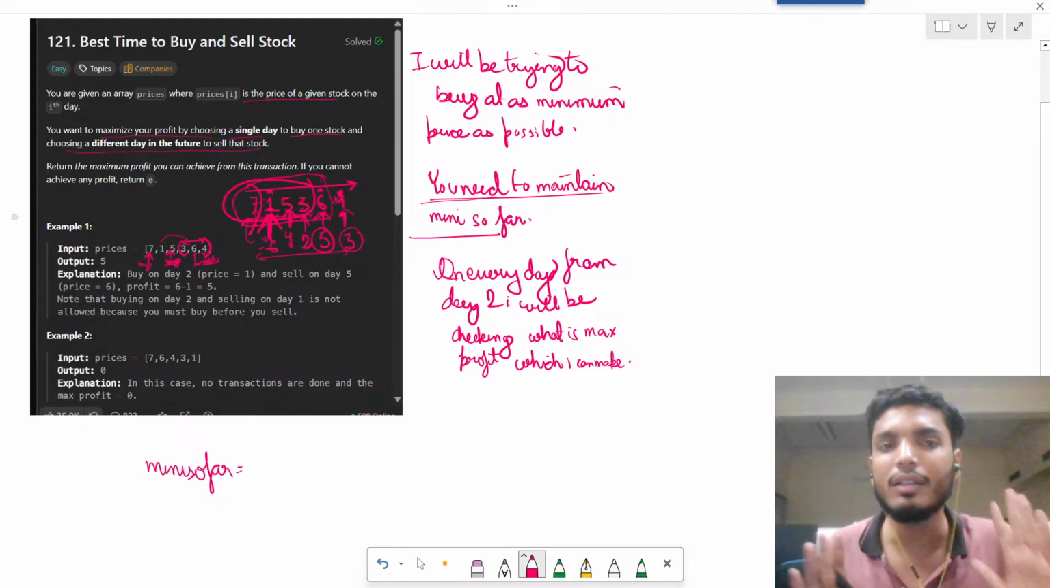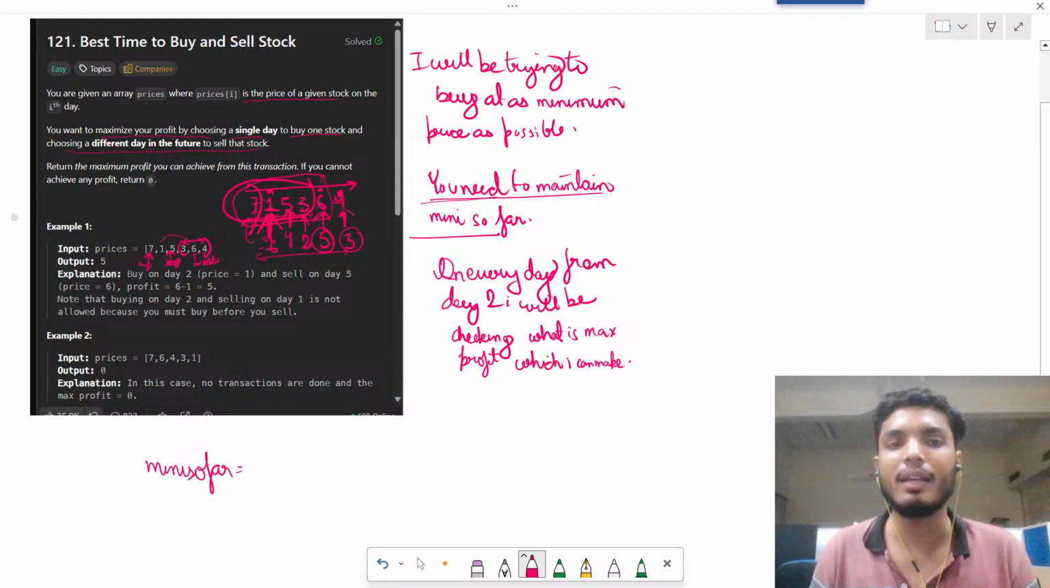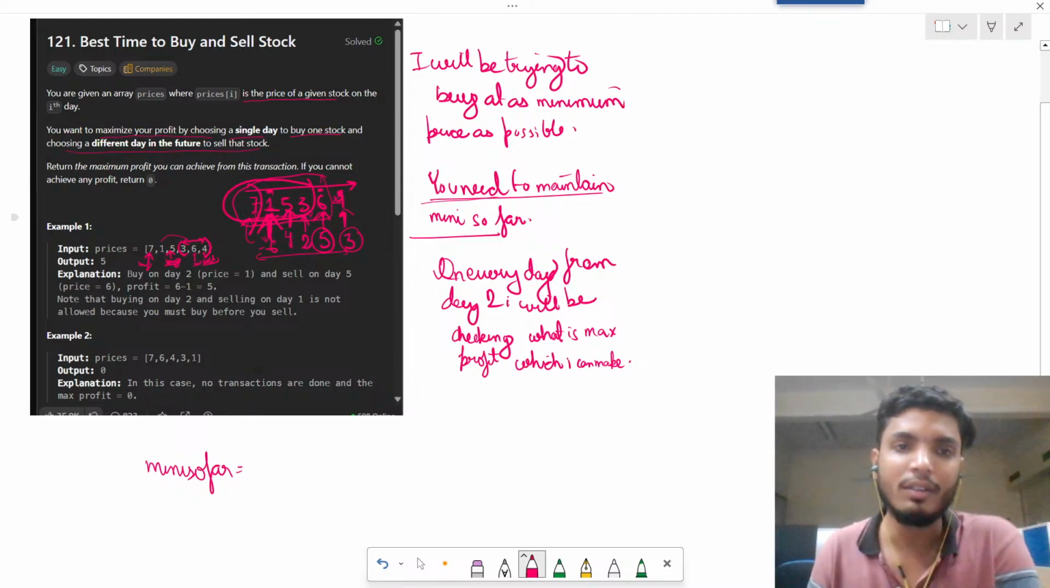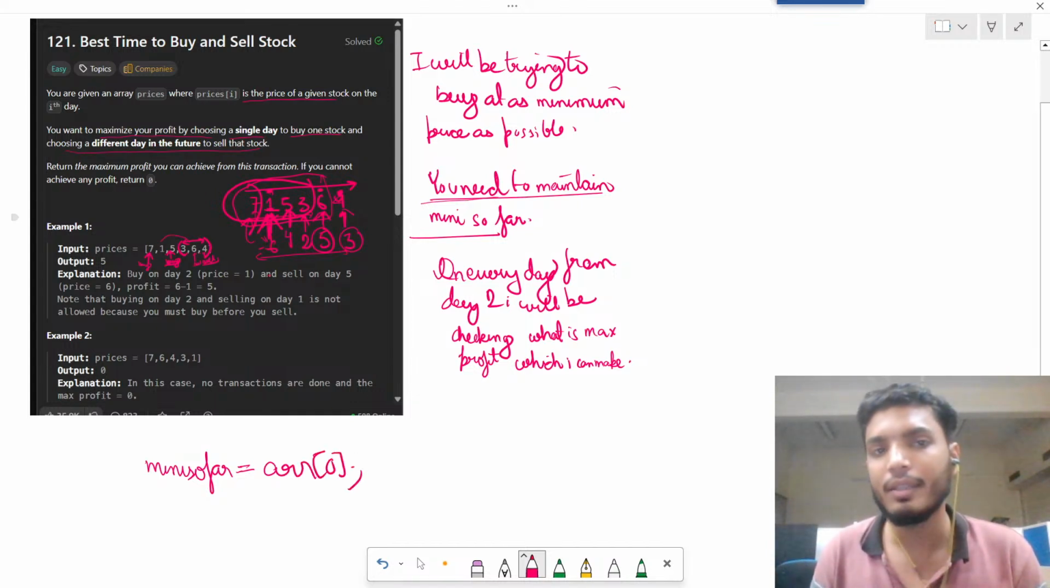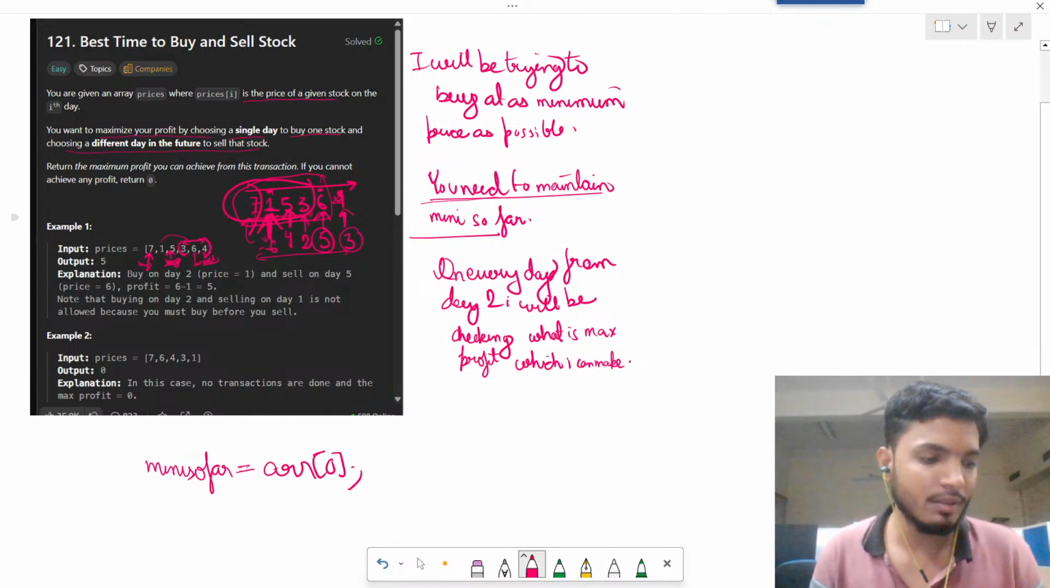I have to buy something, right, for selling. So what will I buy? I will always have to buy the first thing. If I want to sell on the second day, I will have to buy on the first day. So minimum so far initially will be arr of 0. Why? Because I am selling from the second day, not from the first day.